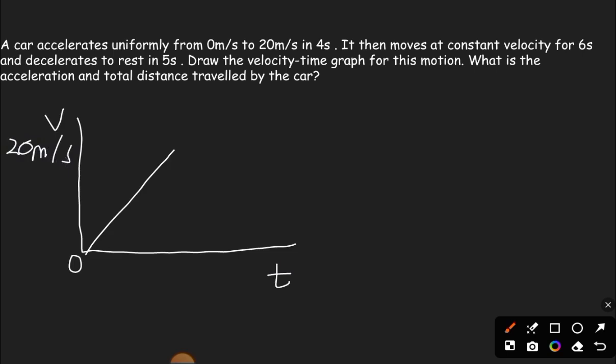So 20 meters per second for 4 seconds. It then moves with a constant velocity for 6 seconds. I have to extend this. So we extend this for another 6 seconds. It means that this time is going to be added, so a total of 10 seconds.